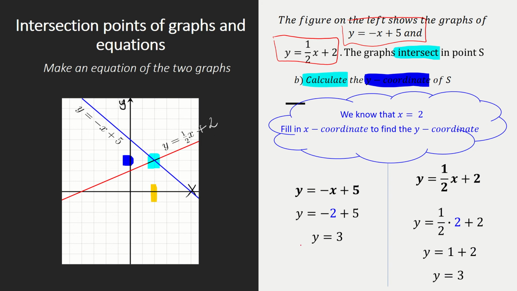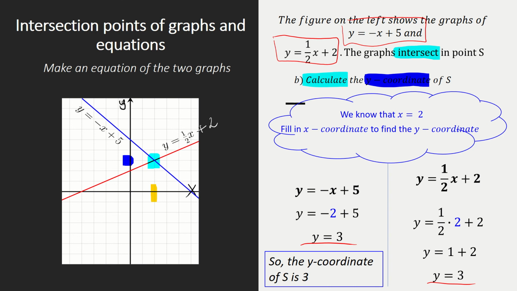So as you can see, guys, it really doesn't matter in which formula you're going to fill in the x. You can just choose the one that you prefer. So you can always choose the one that you think is the easiest one to calculate with. So our conclusion is that the y-coordinate of S is equal to 3. And that's also what we saw in our picture over here.